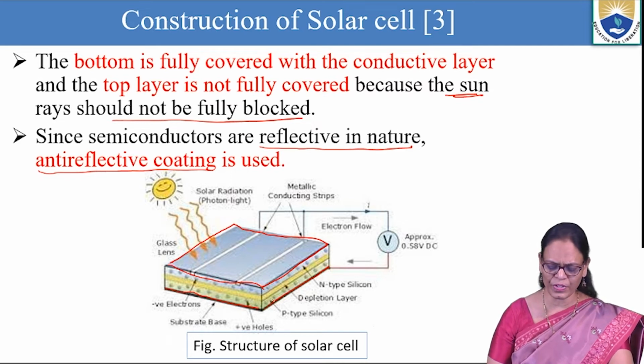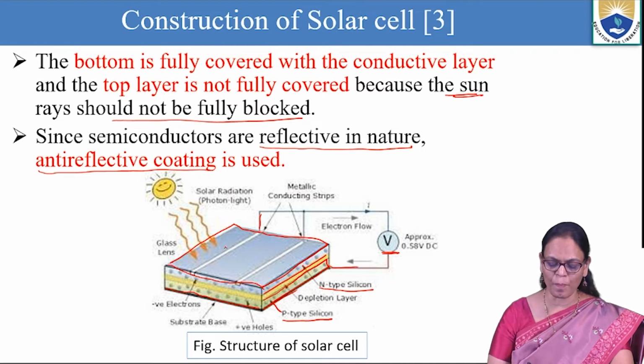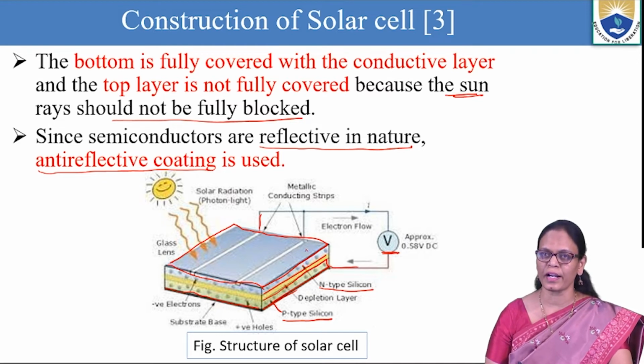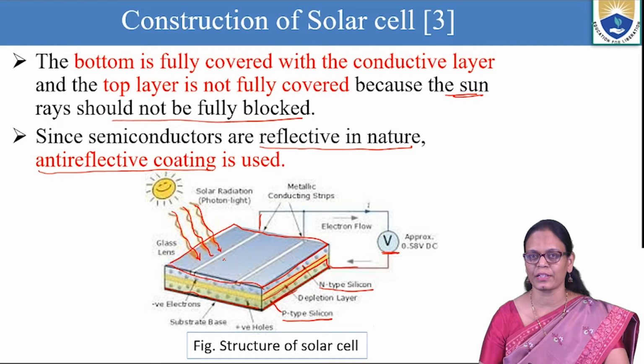So if you see here, this is the N-type silicon we have. The top part is the N-type and this bottom part is the P-type. If you see the cross section here, this is P-type. And the front side and the back contact are connected to a load or a voltmeter to observe the potential difference. And this top part is not fully covered with conductive material. So we are keeping some openings so that the sunlight will fall onto this and then go inside the material.